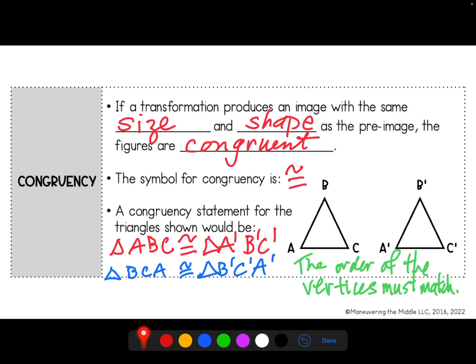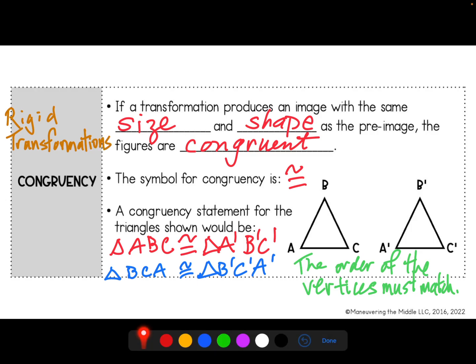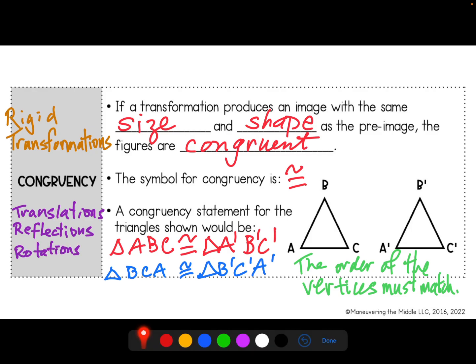Now, when a transformation creates a congruent image, we call that transformation a rigid transformation. And so far we have learned three rigid transformations. They are translations, or moves, slides; reflections, mirrors, flips; and rotations, spins, and turns. All three of these will create images that are the same size and shape as their pre-image.